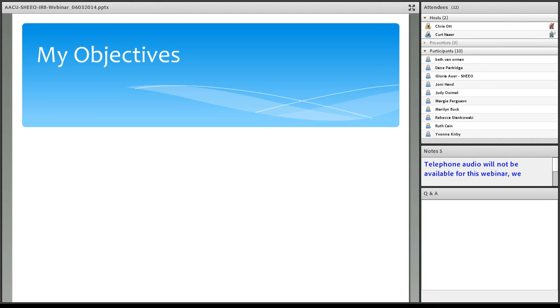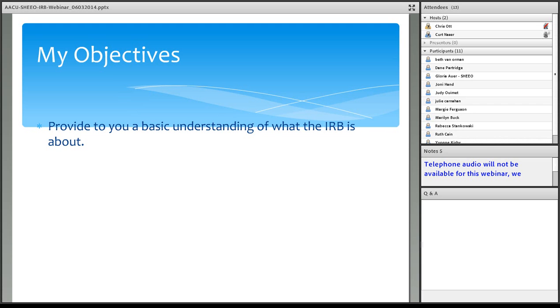So one of my first objectives is, let's see if I can get it to come up here. There we go. It is to provide you with a basic understanding of what the IRB is about. For many of you, if you've ever dealt with an IRB before, it might seem like a black box, where you have to do certain things and they come back and ask you to do other things, and it may not be entirely clear why they're asking for what they're asking and what the real basis of the process is. So I think it's always important for anybody involved in academia to have some idea of what the IRB is really about.